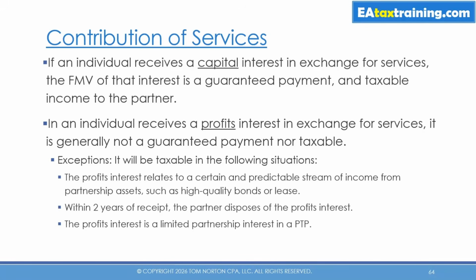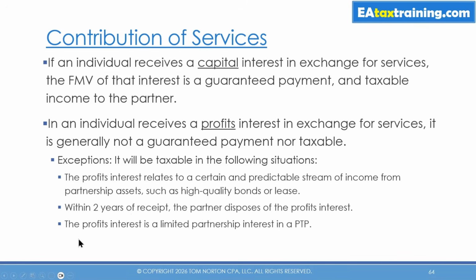You can see the exceptions. You can read through those. But basically what they're saying is, if it's really not an unknown, so you've got a very predictable stream of income that's coming from this partnership, so we really pretty much do know with a pretty high level of certainty that there are going to be profits, and we can pretty much tell you how much those profits are, well, in that case, since it's not uncertain, and since we can compute how much it's worth, that will be considered a guaranteed payment. Or if within 2 years of getting that, you dispose of the profits interest, well, then obviously it had some value at the time you got it, and we know how much that value was.